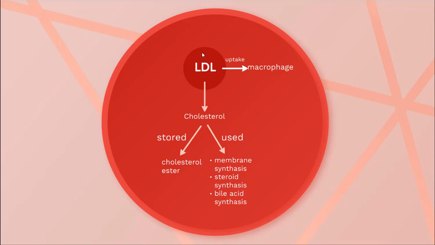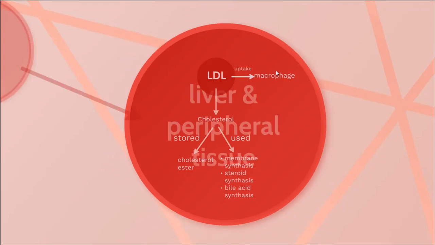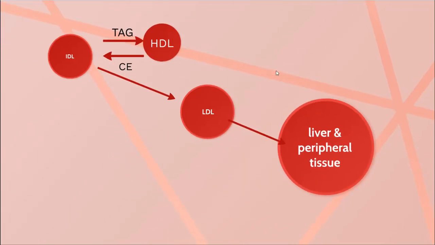The remaining portion of LDL is taken up by macrophages, which will be finally degraded, and that is the metabolic fate of LDL. Let's summarize the process. At first, IDL transforms into LDL by transferring the triacylglycerol to HDL in exchange for cholesterol ester.